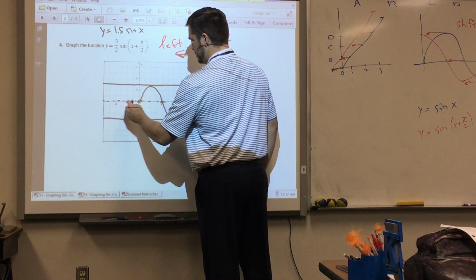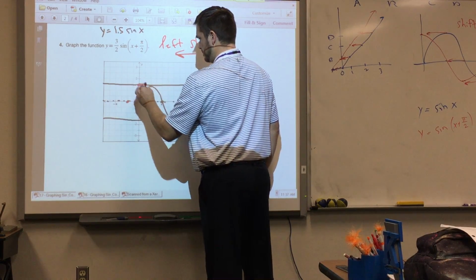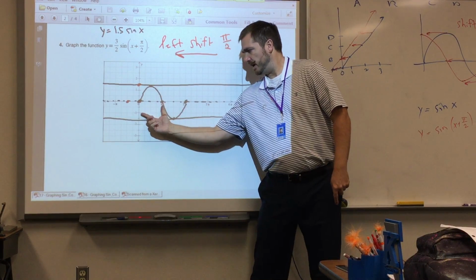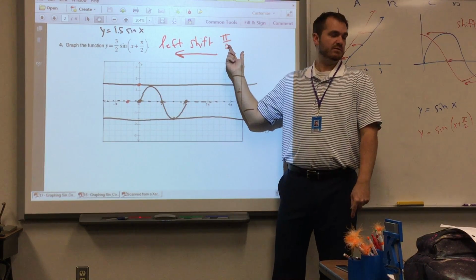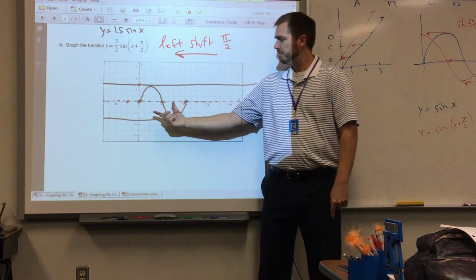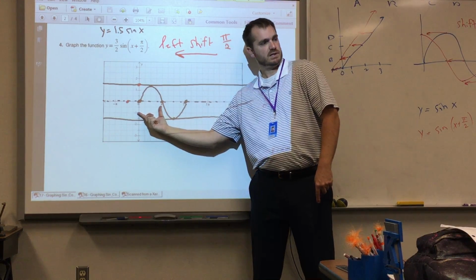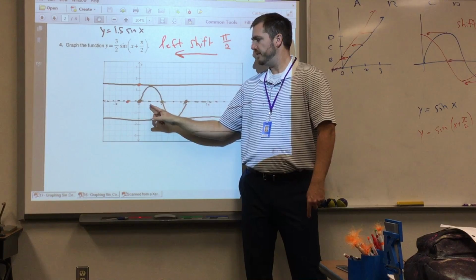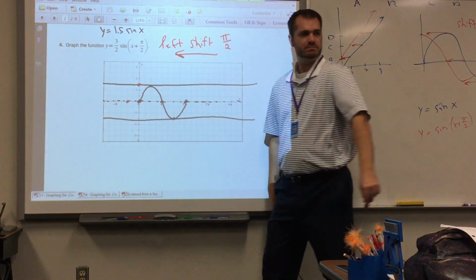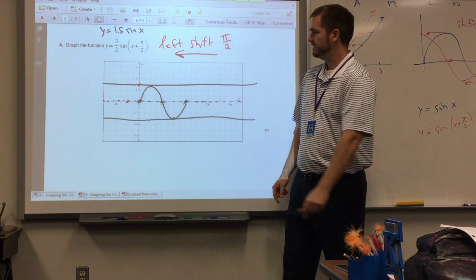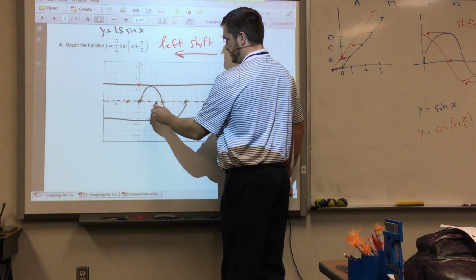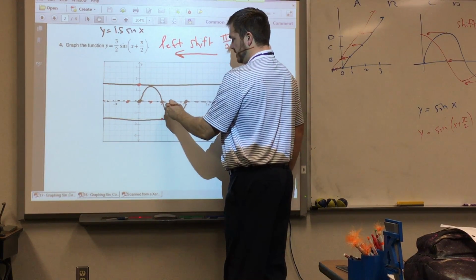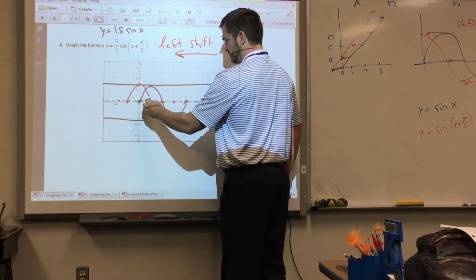Wait, how can you tell how many to move them over? Okay, so pi over 2 is half of pi. Pi right here is 4 boxes. Oh, okay. And so, therefore, pi over 2 is right in the middle. So that's 2 boxes. That gets shifted over 2. This gets shifted over 2. And that one gets shifted over 2.